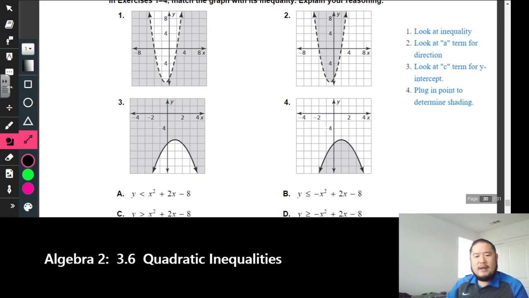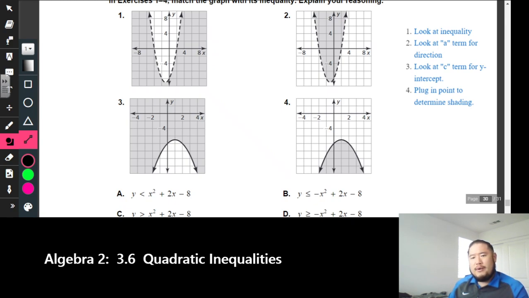If I take a look at number 1, I could already eliminate option B and D because that's the less than or equal to, greater than or equal to symbol, which does not work. Next up, look at the A term for direction. Okay, you want to figure out, is it going up or down? So if I look at number 1, it's facing upwards, so that tells me my A value should be positive. We could already eliminate B and D because the less than or equal to, greater than or equal to symbol represents a solid parabola.